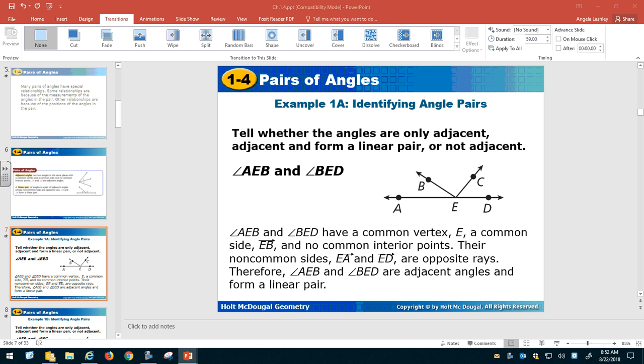Let's see if I can change my color. Now I'm going to trace the other one, BED. That's talking about this angle right here. I would agree they are adjacent, but when you put them side by side, do they form this straight line? If I draw the red one, I'm going to draw it in blue here, and then I draw the other one. Together, those are forming a straight line. So they should be adjacent and form a linear pair. Let's try another one.